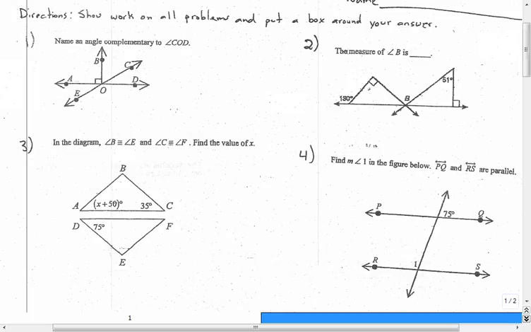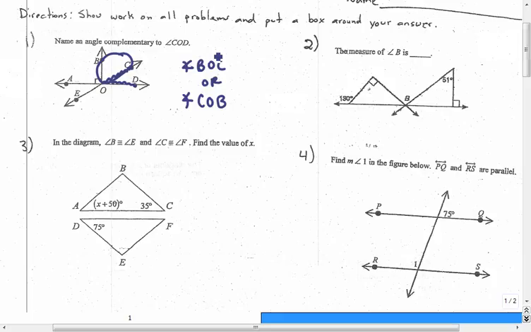Problem 1 asks us to name an angle complementary to angle COD. COD is right here. Complementary means adds to 90 degrees. So this angle right here adds to 90 degrees when added to COD. So that is angle BOC, or we can also name it angle COB. Remember, the O needs to be in the middle.